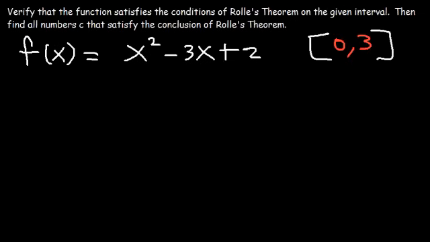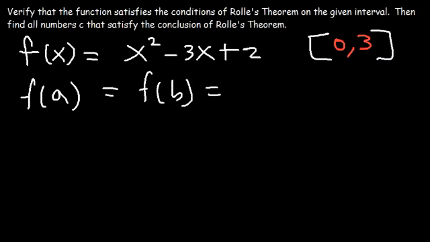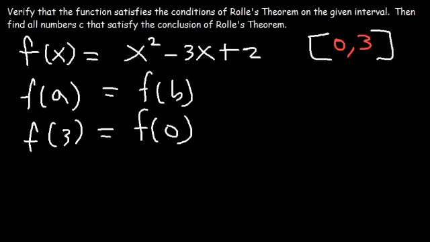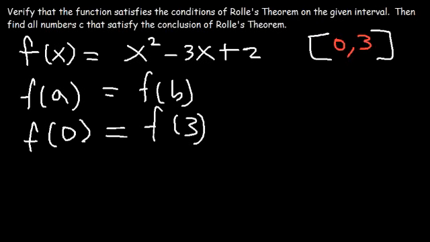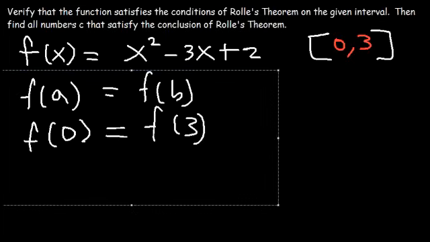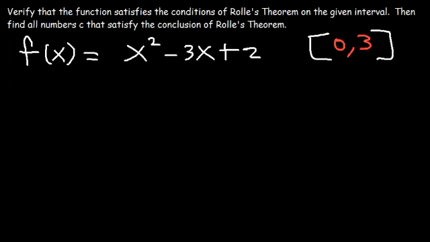Now, the next thing that we need to find out is, is f of a equal to f of b? Are these two equal to each other? That is, f of 3, does it equal f of 0? Or f of 0, does it equal f of 3? A is 0, b is 3. So let's see if these two are equivalent. If they are, then we can find the c value.